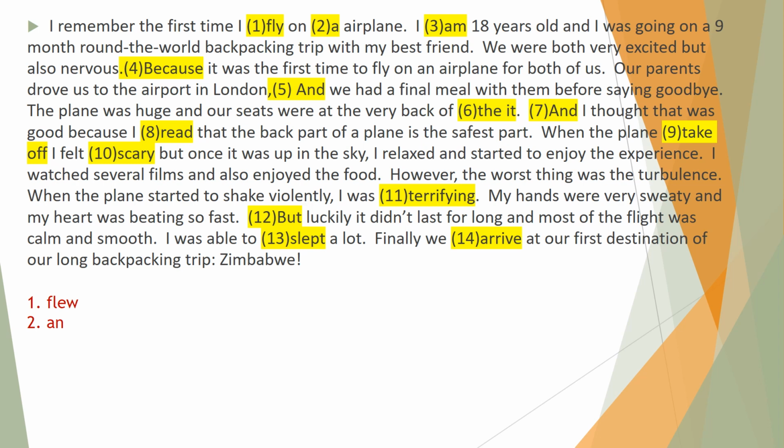Next sentence. I am 13 years old. No, that should be past tense. I was 18 years old. And I was going on a 9-month round the world backpacking trip with my best friend. Now that is actually okay, because it is a trip, but the name of the trip is a 9-month round the world backpacking trip. So actually that is okay. Some students thought that there was a mistake there, but that actually is okay. We were both very excited but also nervous because, now what is the problem there?